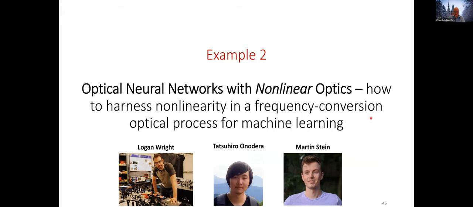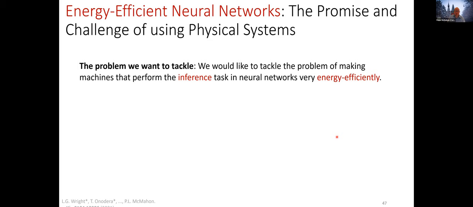We're going to do this more in the approximate or vaguely inspired intuition of how you can build neural network accelerators out of photonics, as I was describing in this taxonomy of exact versus approximate equivalence earlier. This work was led by Logan Wright and Tatsuhiro Onodera, who are postdocs in my group, and they worked with Martin Stein, who's a PhD student. So the kind of problem we want to tackle is, again, performing inference in neural networks efficiently.